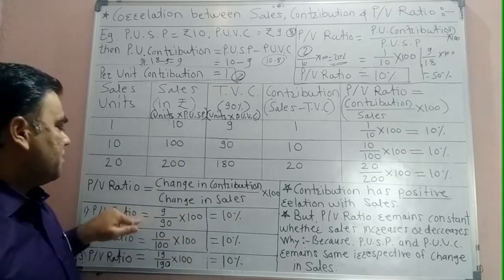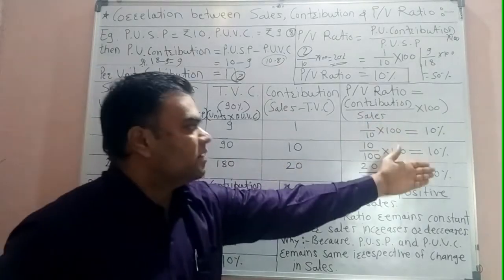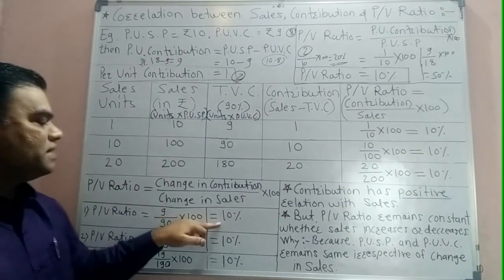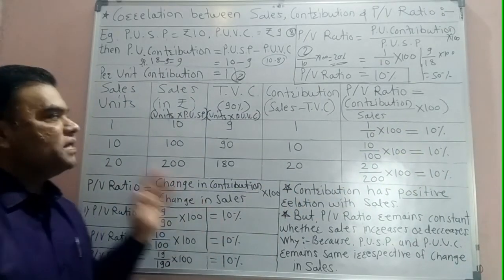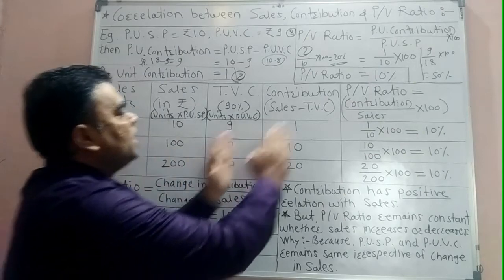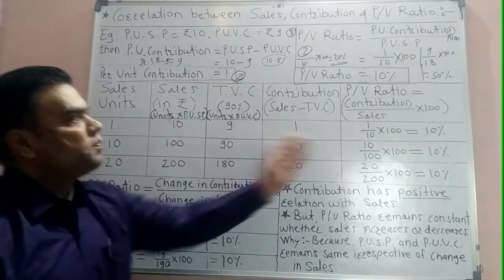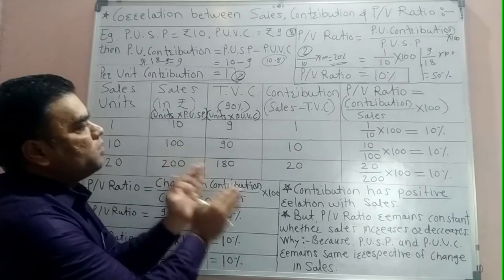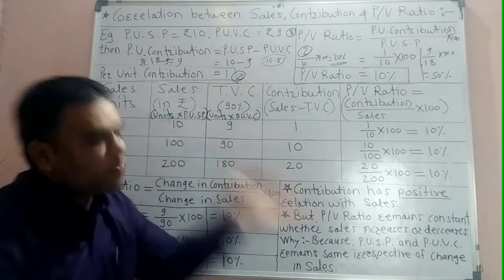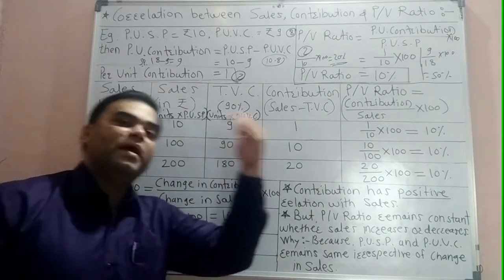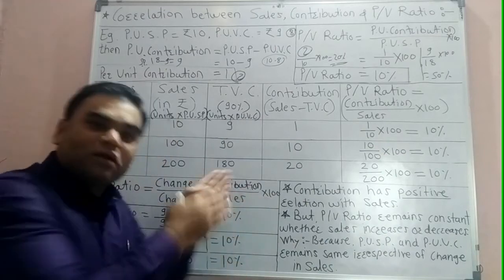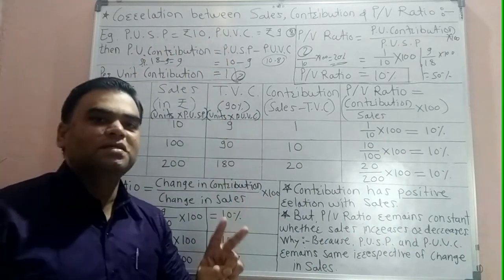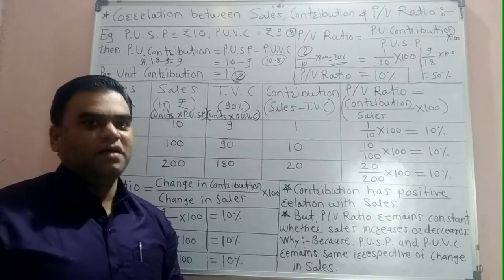You can see PV ratio is constant. Previously also PV ratio was 10%. Now also PV ratio is 10%. Means whether you take total amounts of contribution and sales, your PV ratio will remain same. Whether you consider changing figures of sales and contribution, your PV ratio will remain same, because at all levels your per unit selling price and per unit variable cost remain unchanged.